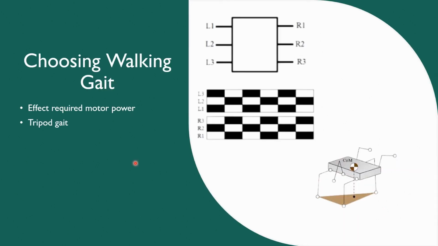Before the calculation, I have to choose the walking gait of the robot, because it affects the required motor power. I decided on the tripod gait. It's simple and reasonable. For this model, firstly L1, L3 and R2 rise up and move forward. Then L2, R3 and R1. It can be easily understood from this model.